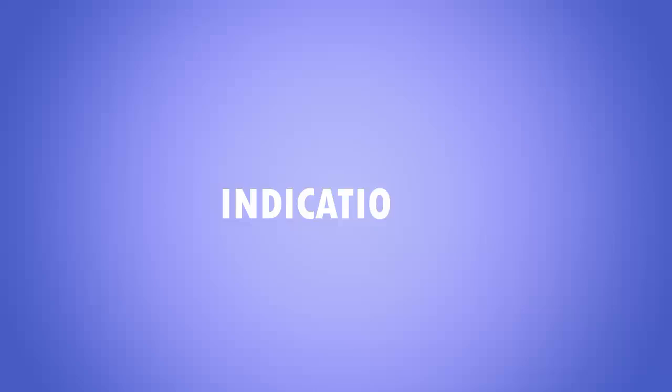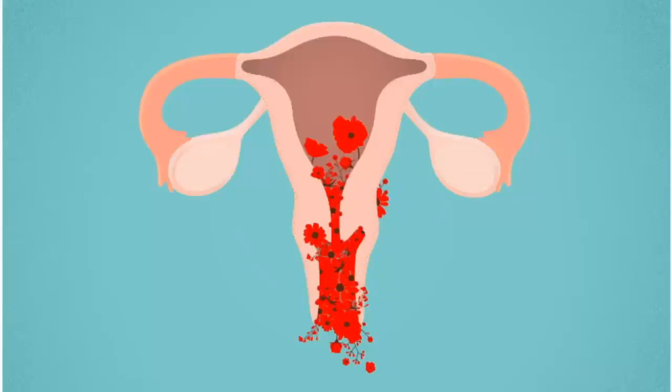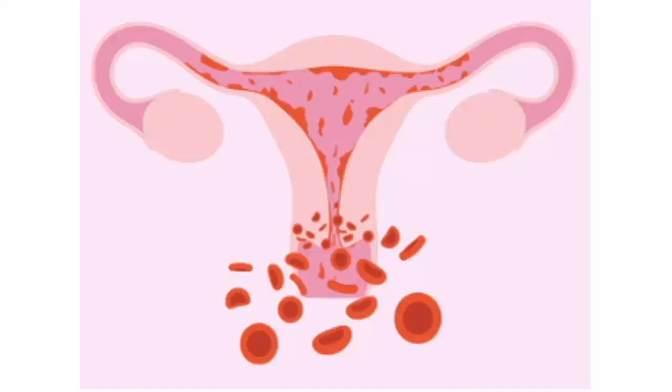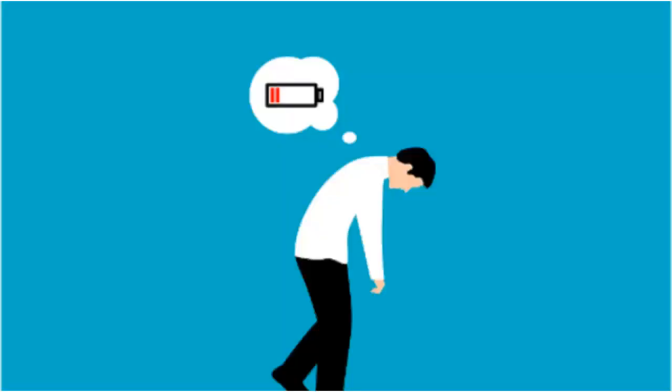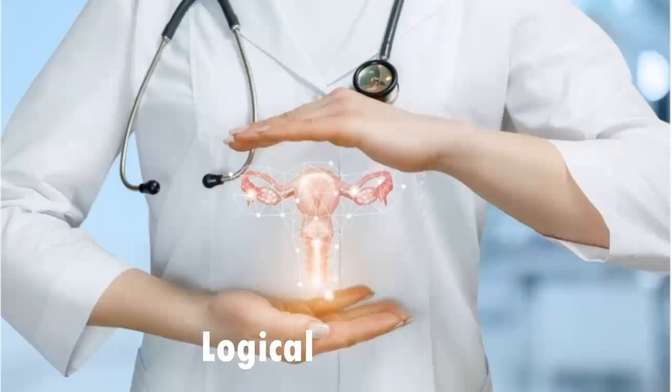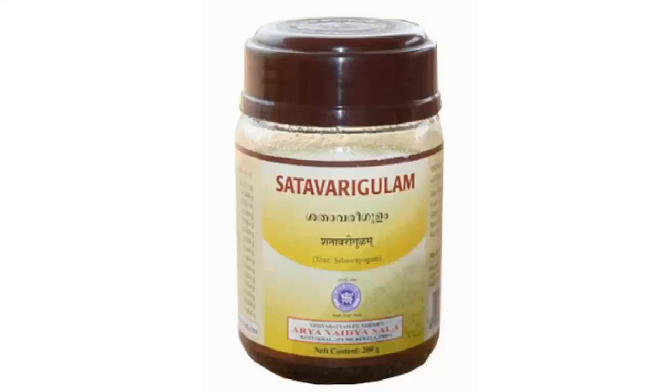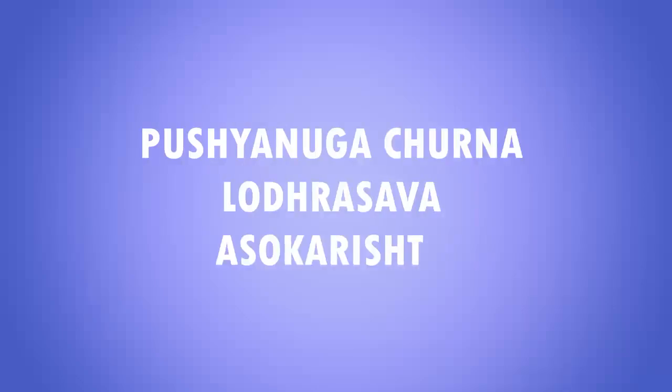Now let us talk about where we can prescribe this formulation Shatavari Gula. Mainly in case of abnormal uterine bleeding, that too which is chronic in nature, we can prescribe Shatavari Gula. Because there will be severe bleeding and there will be loss of strength in the body of the patient also. So this formulation helps in stopping the bleeding as well as giving strength to the body. So we can prescribe this formulation here along with some other Raktastambhaka dravyas also, like Pushyanuga Churnam, Lodrasava, Ashokarishta, etc.